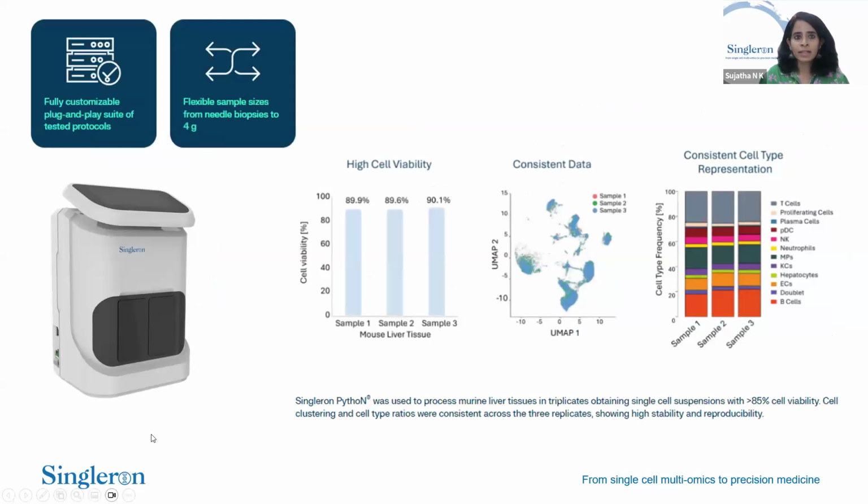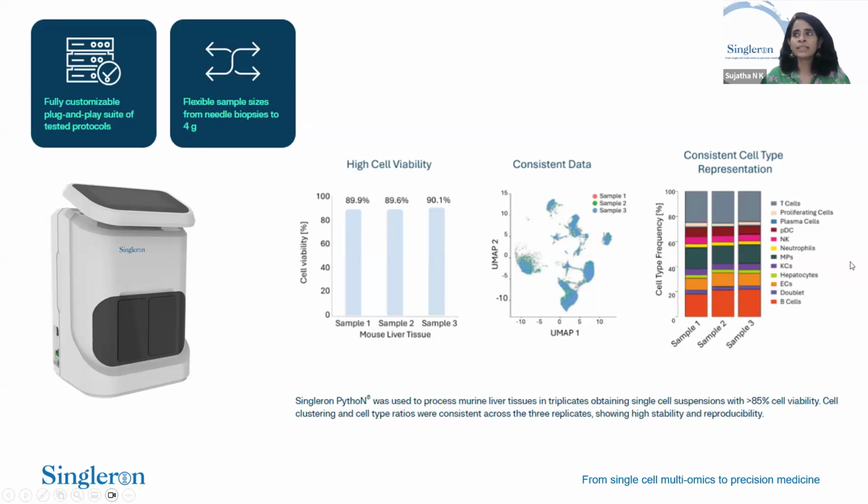Our mechanical dissociator, which is Python Junior or Python, has a fully customizable plug-and-play suite of tested protocols. And what that means is we have a few parameters that are fully customizable by the researcher. You can play around with this and optimize it to work for your tissue type. And this instrument can deal with small sample sizes as low as 10 mg all the way to 4 grams. So it's really a broad range that it works with.